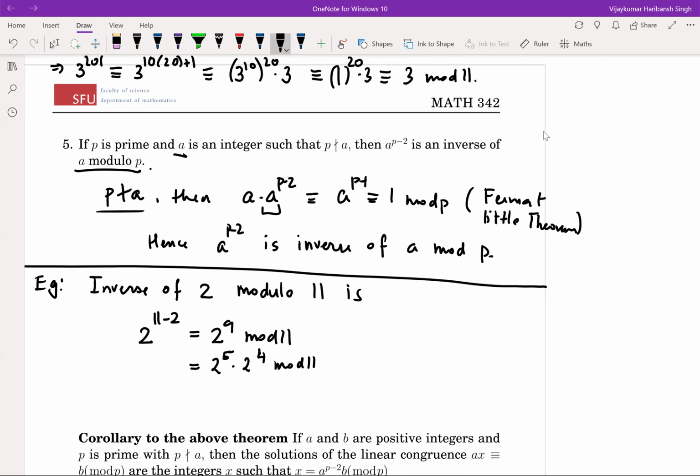Now 2 to the power 5 is 32. So 32 mod 11 is minus 1, because 33 is divisible by 11. 2 to the power 4 is 16, which mod 11 is 5. Then that can be written as minus 1 times 5, so minus 5. Minus 5 is equivalent to 6 mod 11, because we have to produce an integer between 1 and p minus 1. Therefore, the inverse of 2 is 6.